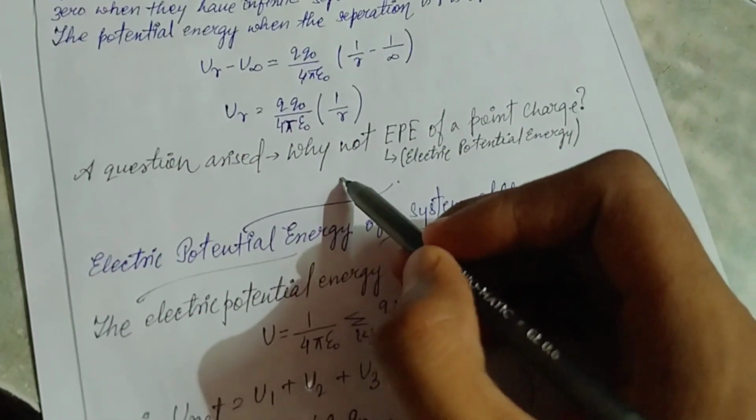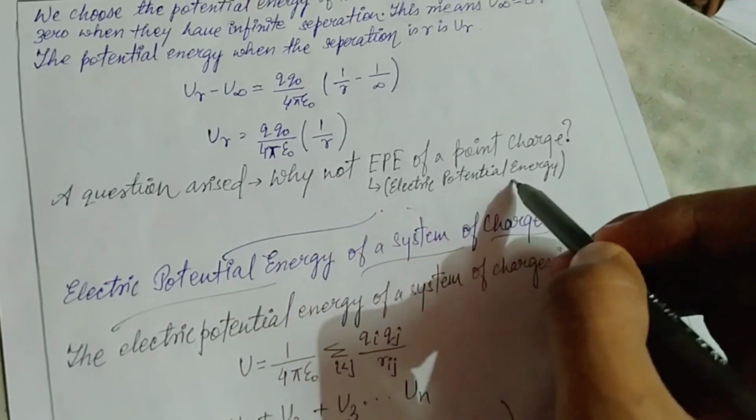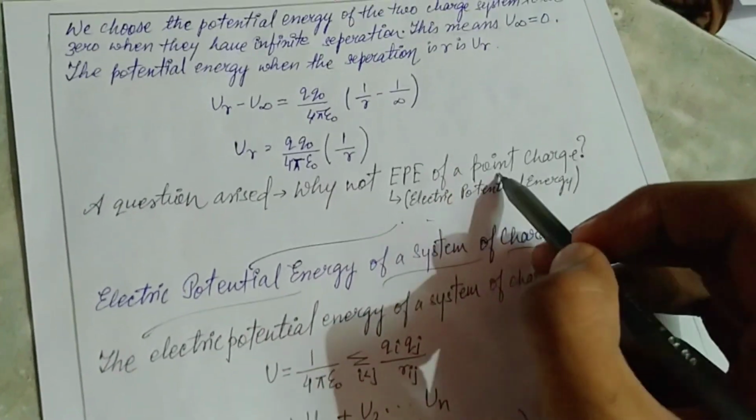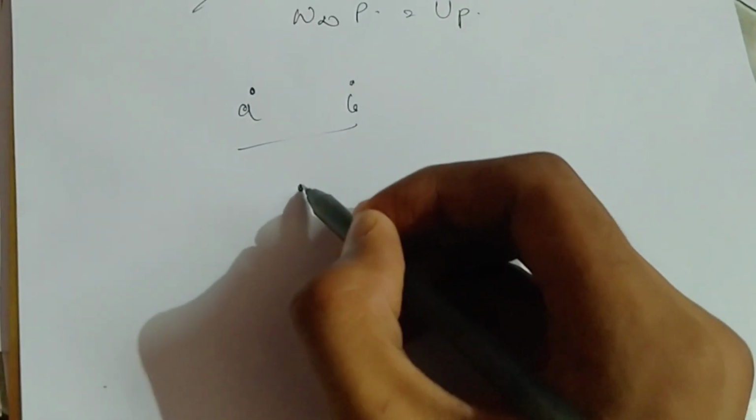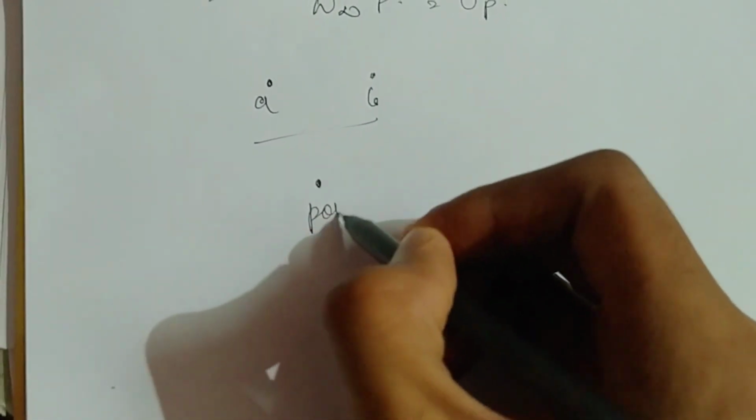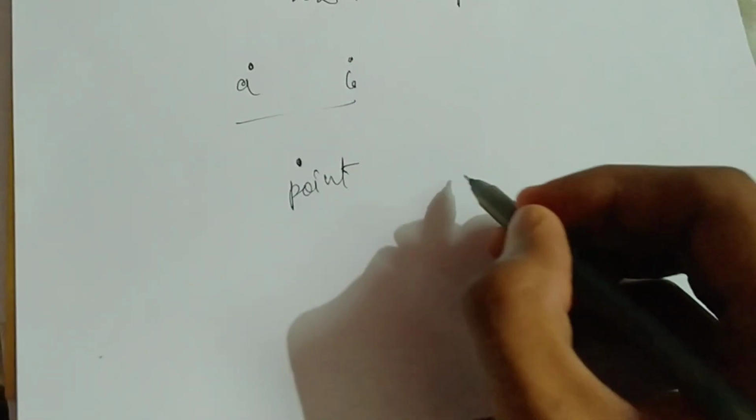The question arises, why is electric potential energy not defined for a point charge? It is because it is work done. Okay, we can't take only one point. If it is a point charge, then we take only one point charge.